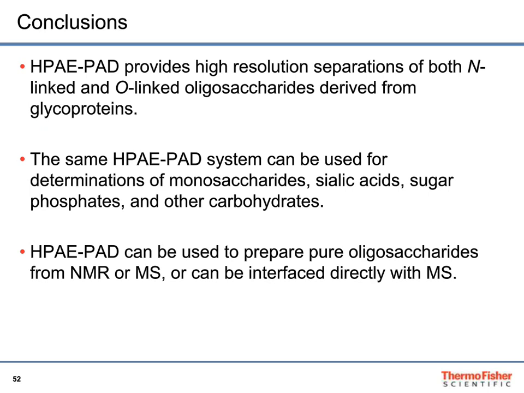And as I mentioned, besides being able to do both types of oligosaccharides, we can also use monosaccharides, sialic acid, sugar phosphates, and a wide variety of other carbohydrates I showed you in the previous couple of slides back. And then finally, we can use HPAE-PAD to prepare samples of pure oligosaccharides, either semi-preparative column or for NMR, for mass spec. And we can, with a 2-millimeter suppression device, actually directly connect it to a mass spectrometer. And this gives you a little bit different selectivity than some of the other techniques that are used.